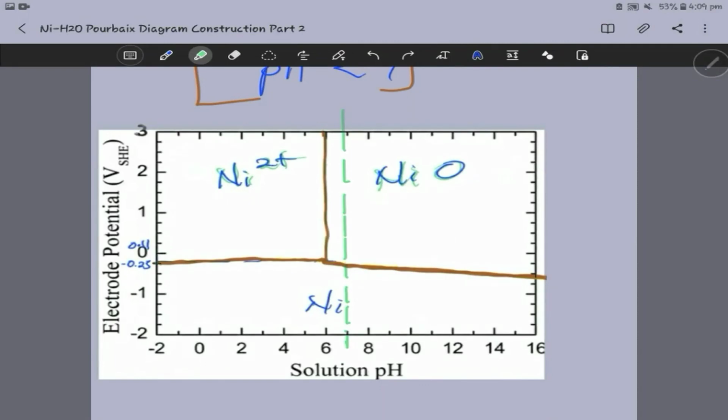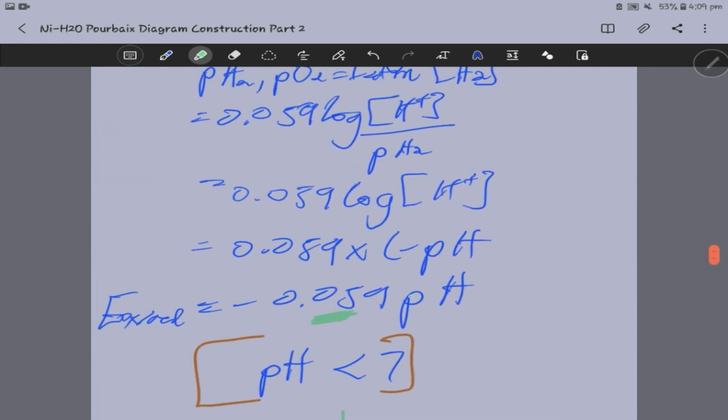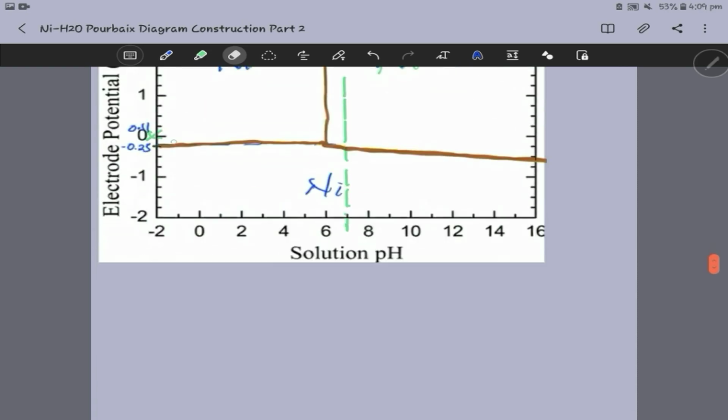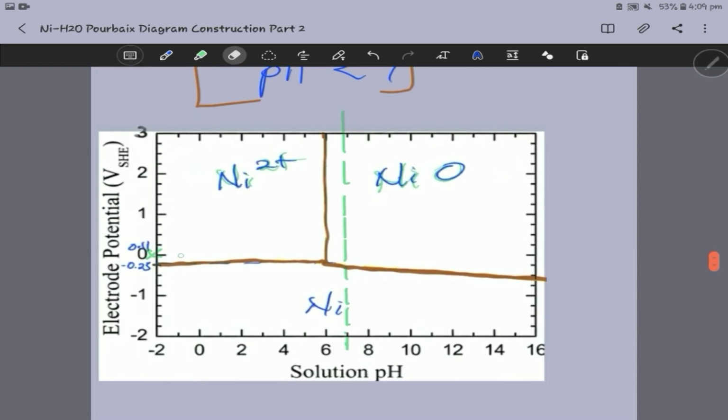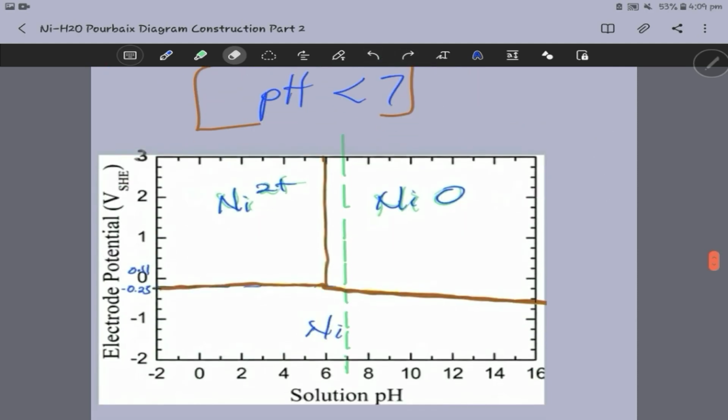One of them we know is 0, which is here. The next point we don't know. So definitely we know that it will be a slanting line, because the more you increase the value for the pH, the lower the potential becomes. So we know it's a downward line, something of this sort.